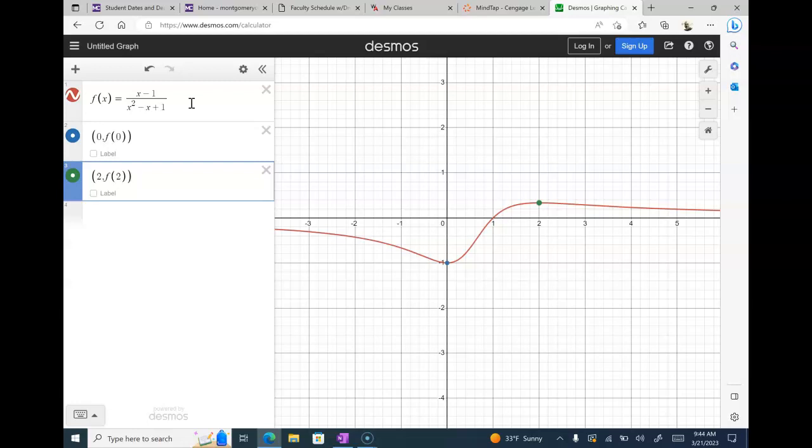I think the low point's pretty obvious. It's -1, right? Do you agree with that? So I can just replace that with the -1. And the other one is 1/3. You agree with that when you plug 2 into the original function? Can you do that in your head? I hope so. Upstairs is 2 minus 1, so that's a 1. Downstairs is 4 minus 2 plus 1. So 4 minus 2 is 2, plus 1 is 3, so 1/3, right?